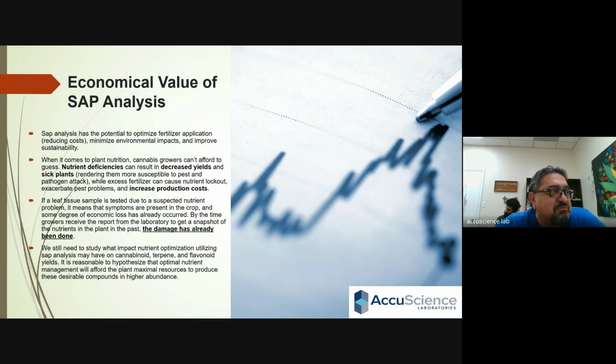That's what we mean by minimizing environmental impact and improving sustainability. When it comes to plant nutrition, cannabis growers cannot afford to guess at a nutrient deficiency. This can result in a decrease in yield and sick plants, rendering them more susceptible to pesticide and pathogen attack. We all know about the HLVd virus.